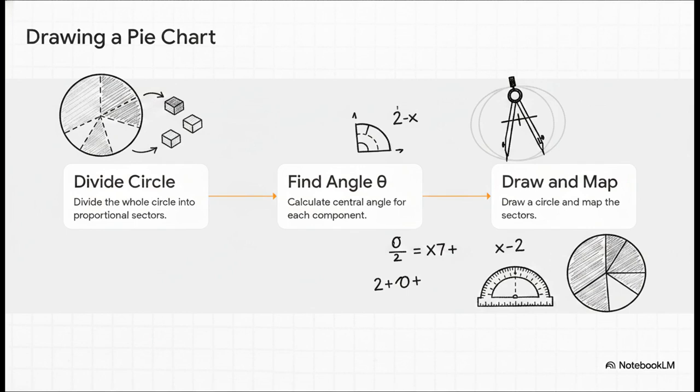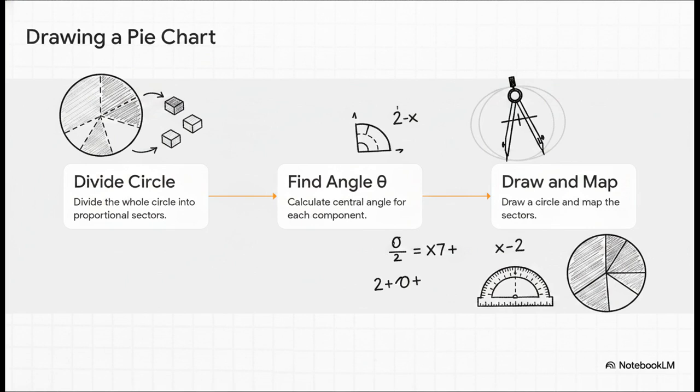There's a very systematic procedure to draw a pie chart accurately, and if you follow these steps, you will literally never go wrong. First, you have to understand that your whole circle will be divided into sectors that are proportional to your data. Second, you take your raw data and find the measure of the central angle, our theta, for each and every component using that lovely formula we just discussed. And third, you take your compass, draw a circle of a suitable radius, and then use your protractor to carefully measure and map out each sector, one by one, until the entire 360 degrees is perfectly filled.